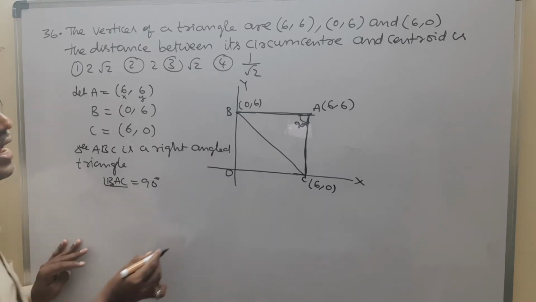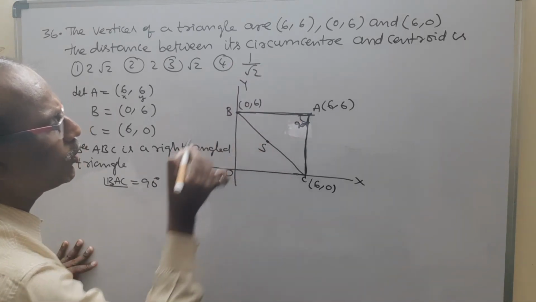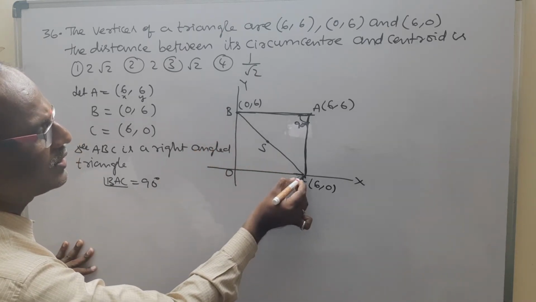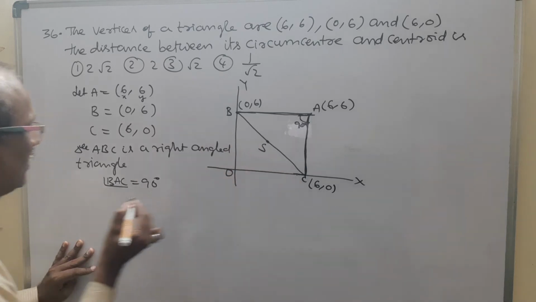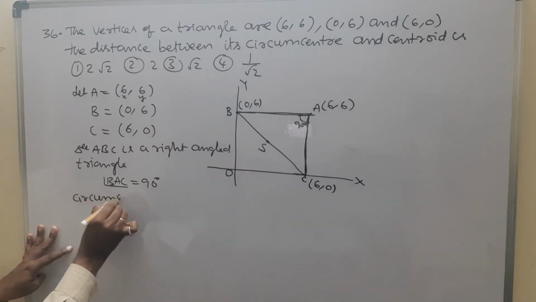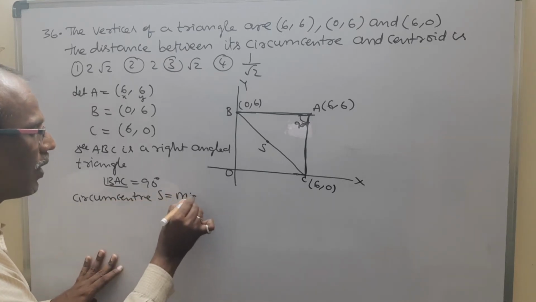In a right angle triangle, the circumcenter, denoted by S, always lies on the midpoint of the hypotenuse. Here BC is the hypotenuse. Circumcenter S equals the midpoint of BC.